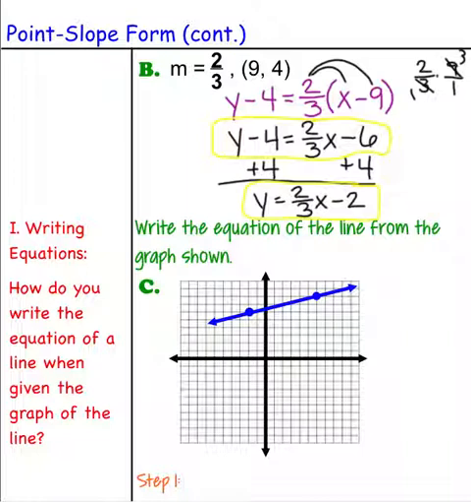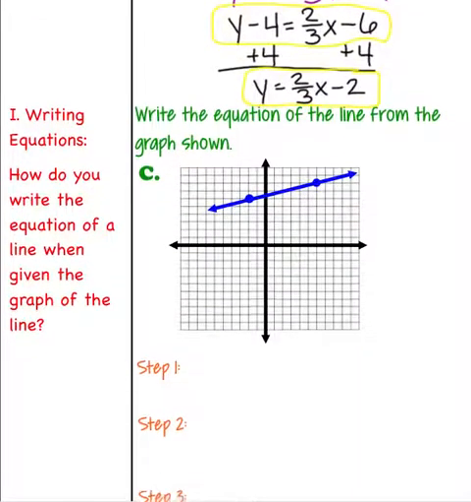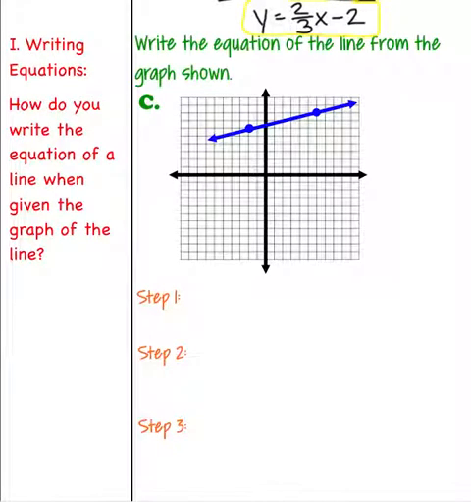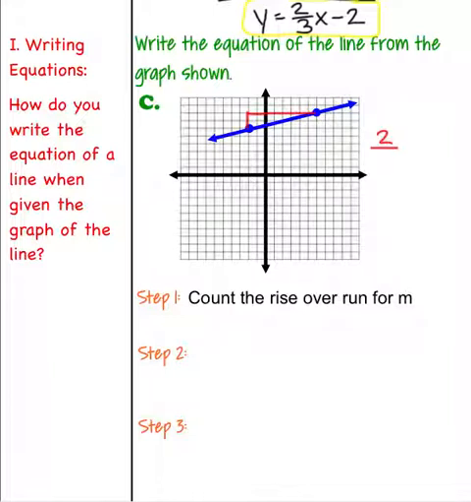The second piece of this puzzle is being able to write the equation of the line from the graph that is shown. So if we take a look here, our step 1 is going to be to count the rise over run for m. So in our case here, I'm going up 2 and over 2, 4, 6, 8. So that's 2 rise over positive 8 run, which is 1/4. So m equals 1/4.